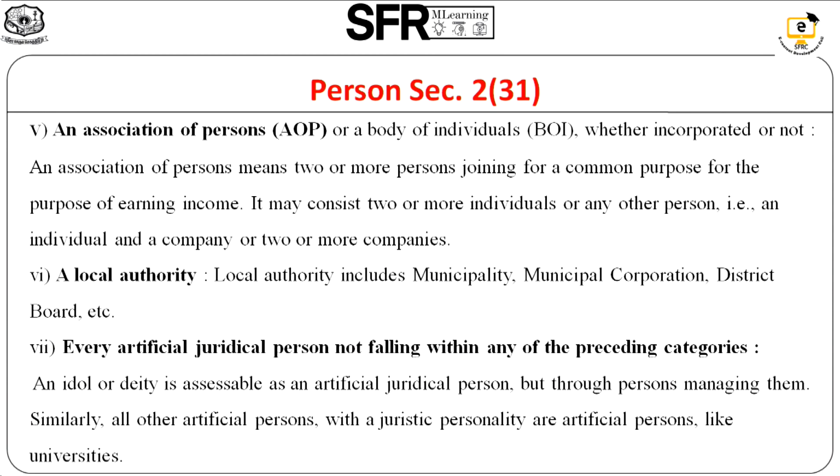The next one given in the person is a local authority. Local authority includes municipality, municipal corporation, district board, etc. The next one is every artificial juridical person not falling within any of the preceding categories. The meaning of this is an idol or deity, which is treated as an artificial juridical person but acts through persons managing it. Similarly, all other artificial persons with a juristic personality, like universities.